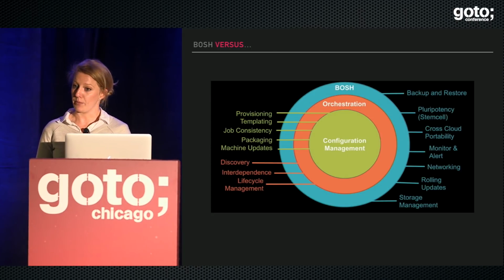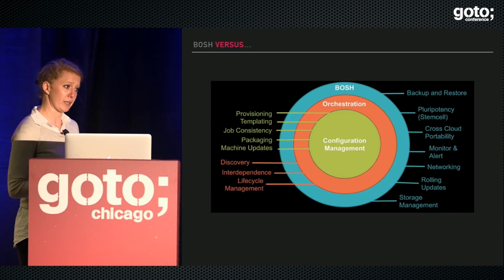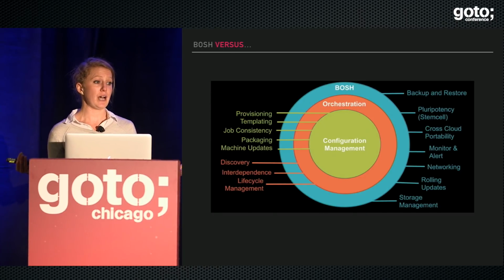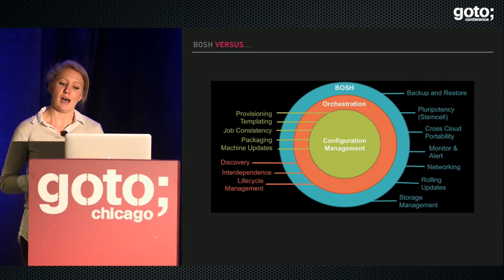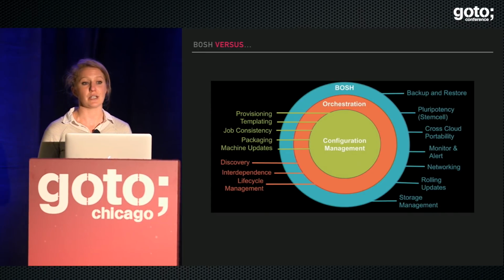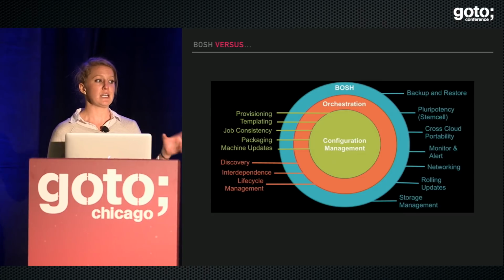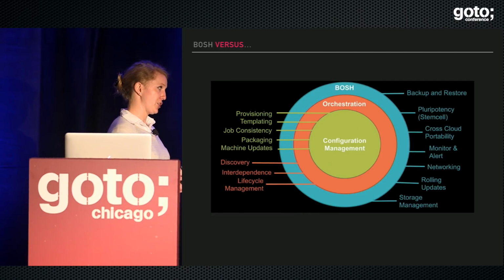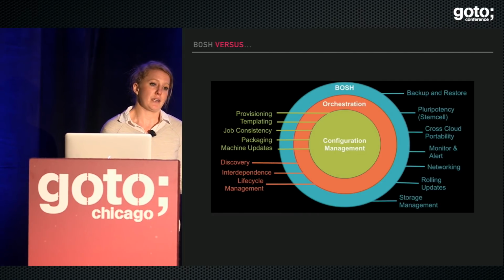Things like backup and restore and recovery, cross-cloud portability. So not just being able to run your workloads in different clouds, but to completely move from one cloud to another, how to do that in a pretty seamless and easy way. Monitoring and alerting, the ability to do rolling updates with 0 downtime. These are all of the additional capabilities and features that BOSH really delivers that other orchestration or configuration management tools just simply can't deliver.